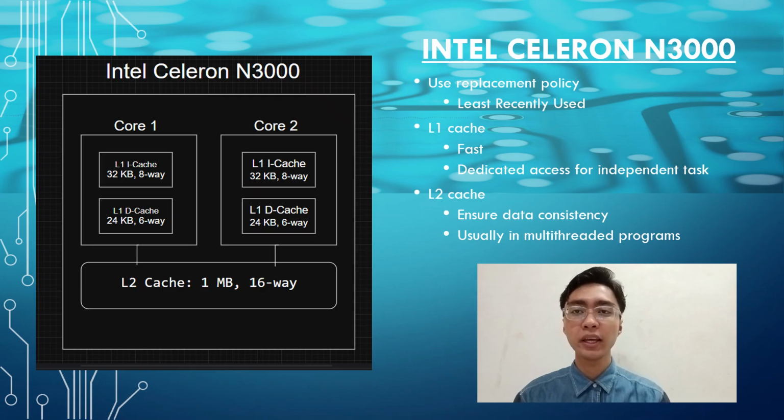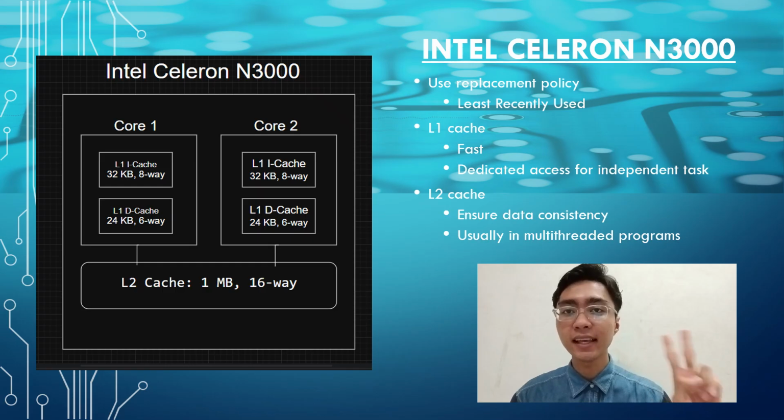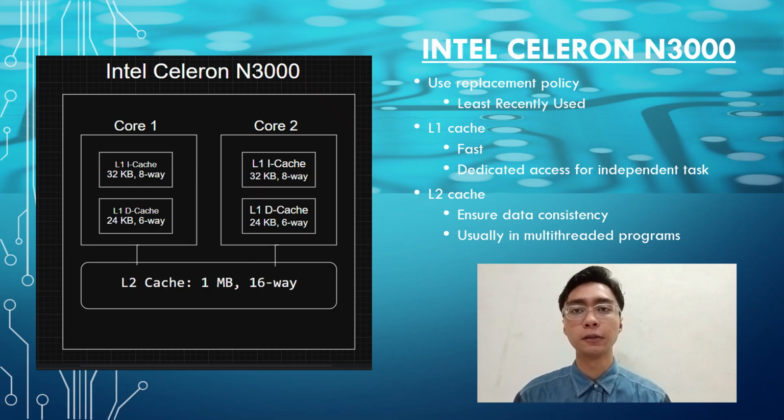Thanks. Okay, I'm picking up with the second part of the cache organization. The Intel Celeron N3000 L2 cache is 1 MB per core, 16-way associative, and is shared between both cores. This high associativity, which is 16 possible slots per set, further cuts down on data access conflicts. When the cache is full, it uses a replacement policy, likely least recently used, to swap out data smartly.